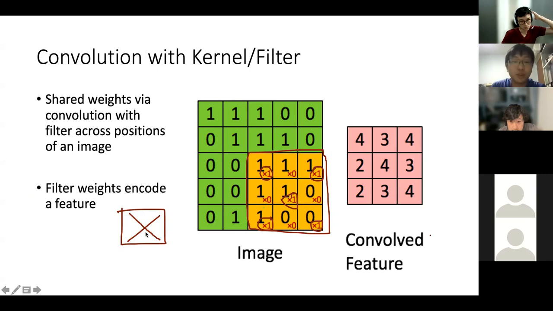So if you look at this filter here, how do we then convolve it? We simply take 1 times 1 plus 1 times 0 plus 1 times 1 plus 1 times 0 plus 1 times 1 plus 0 times 0 plus 1 times 1 plus 0 times 0 plus 0 times 1.